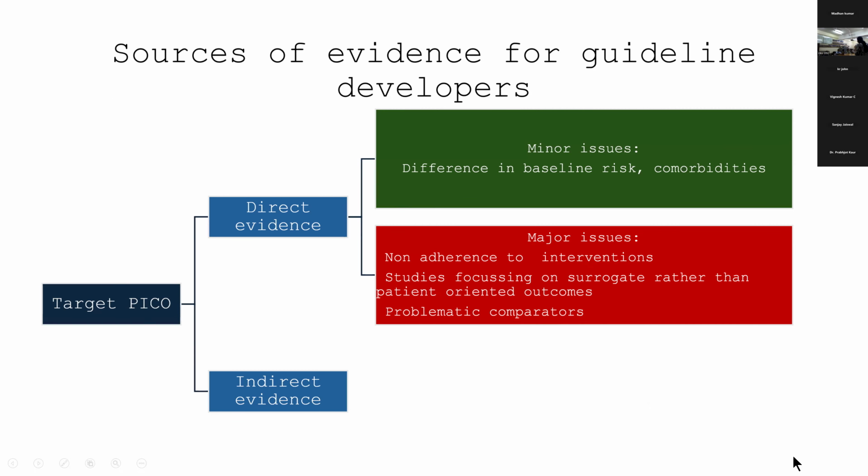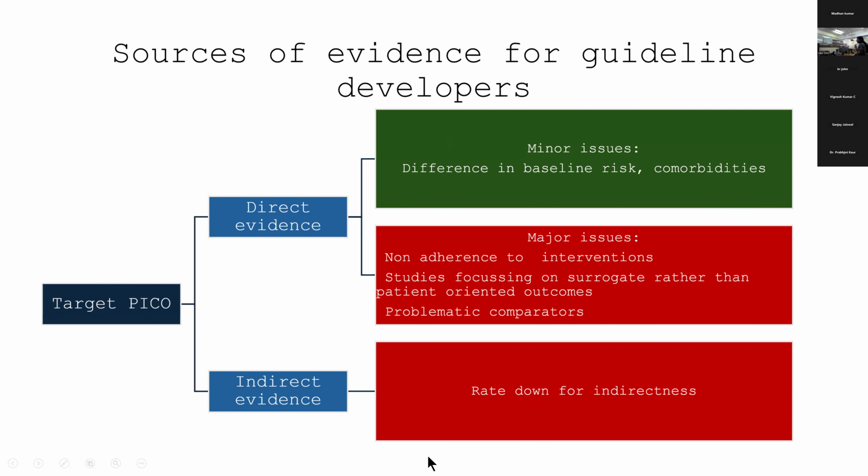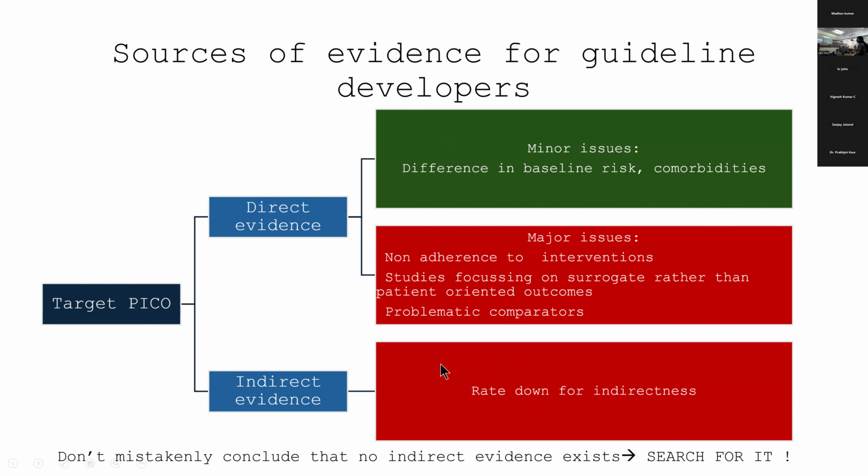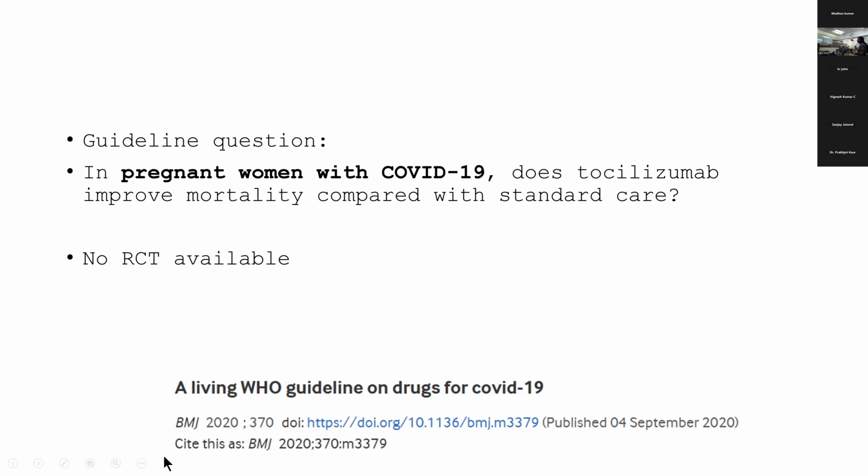Sometimes I might not have any evidence for my study. Then I have to look for indirect evidence. An example would be, as a pediatrician, I have children with acute pancreatitis. Do I give antibiotics or not? There are no RCTs or evidence available in that group. So I can look at the adult population and extrapolate their findings. That is called indirect evidence. But then you must rate down for indirectness. It's very important not to conclude that there is no indirect evidence. We must search for indirect evidence because some evidence is always better than no evidence. So let's look at one example. We have a guideline question.